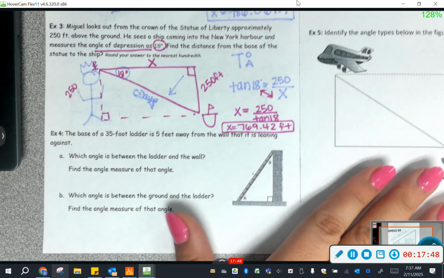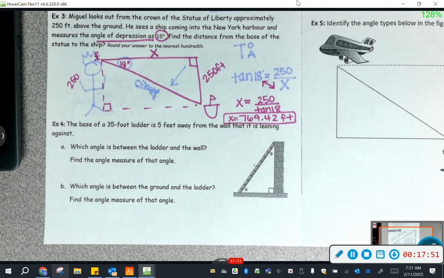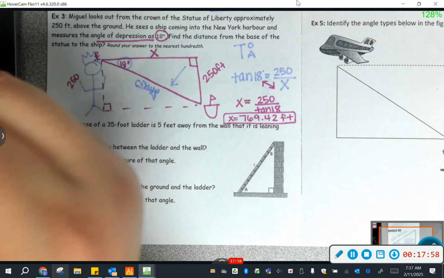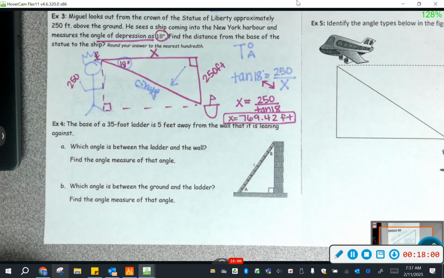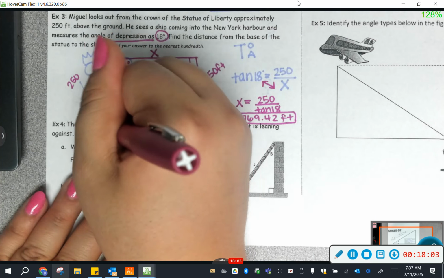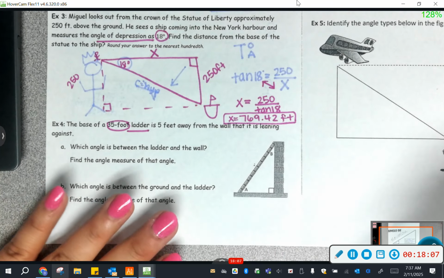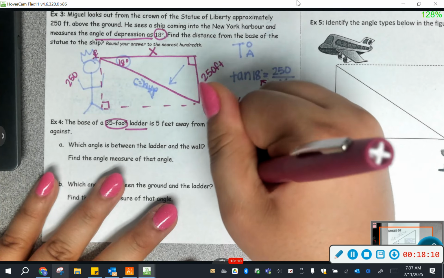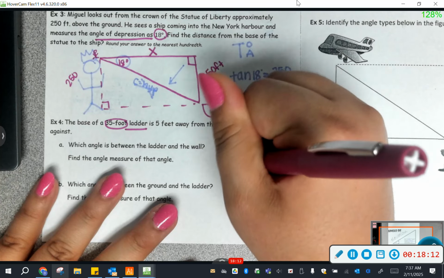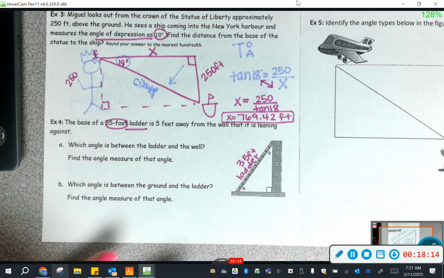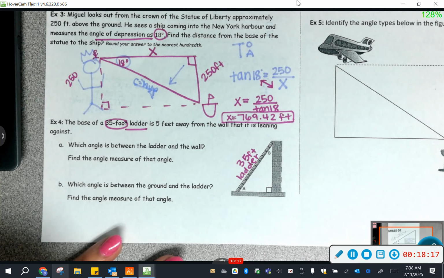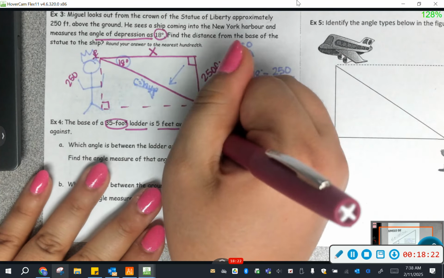This next one you probably saw on your worksheet yesterday. It said the base of a ladder, a 35-foot ladder, is 5 feet away from the wall that it's leaning against. Where do I put the 35? It's the ladder. Where's your ladder? Please write that down. Where do I put the 5? At the base. It's 5 feet away from the wall.